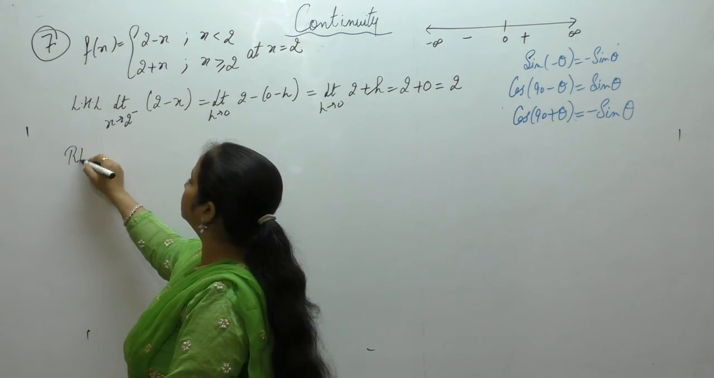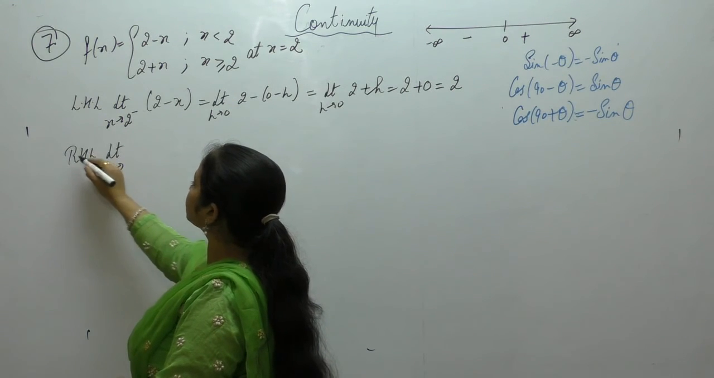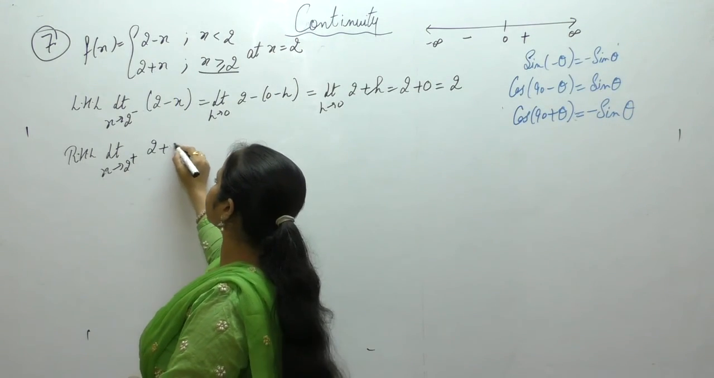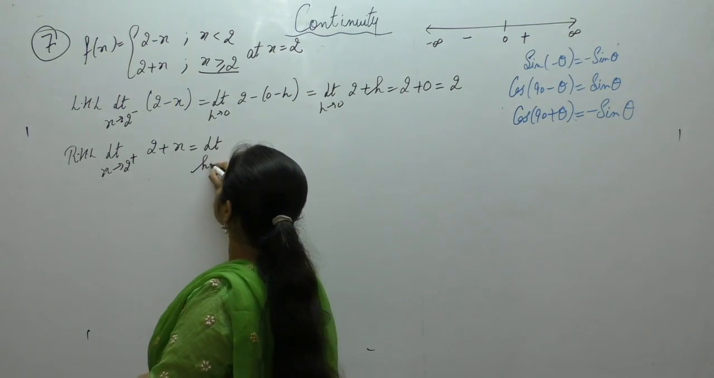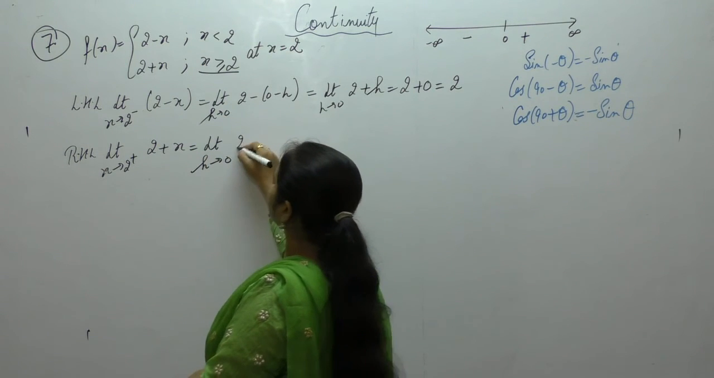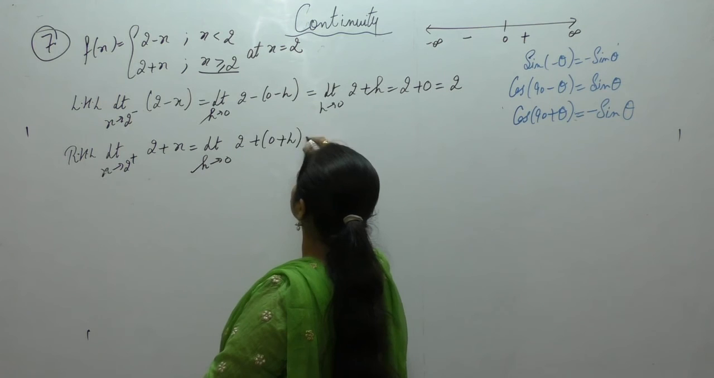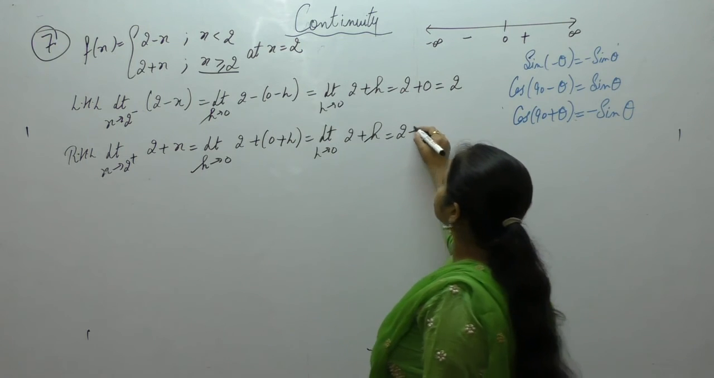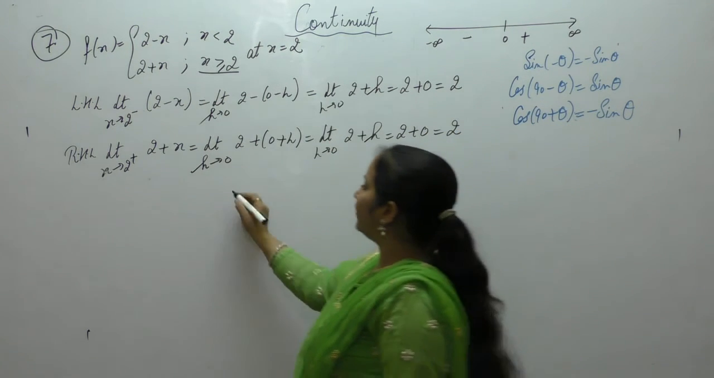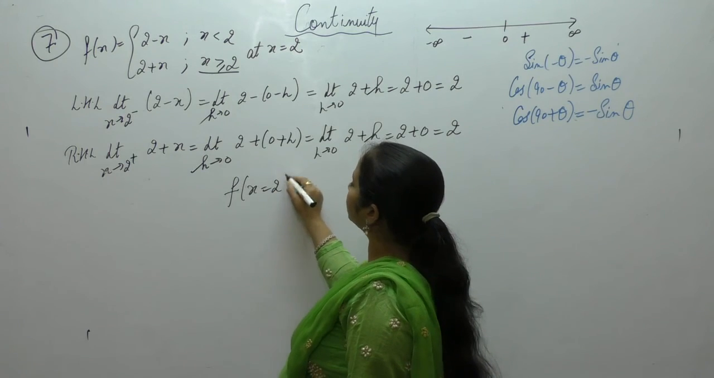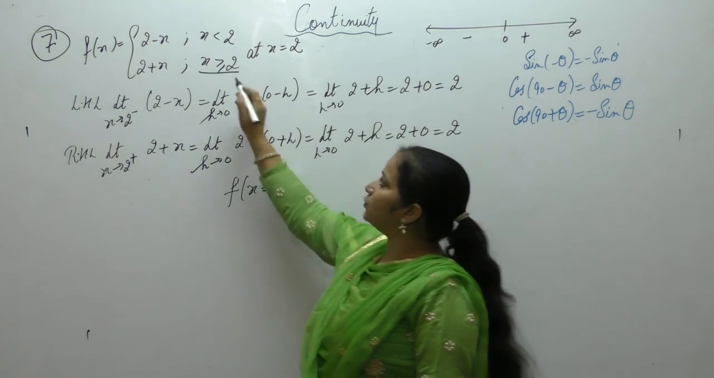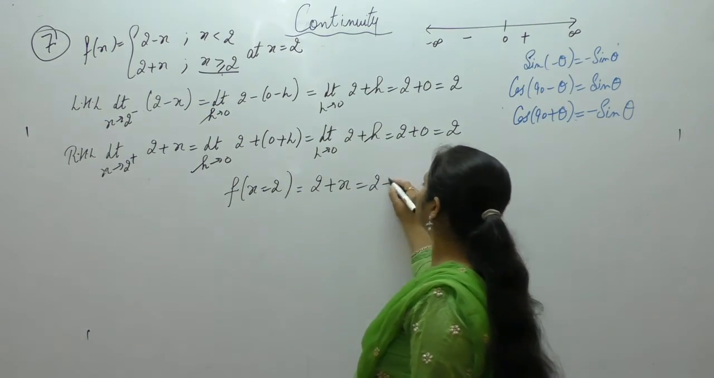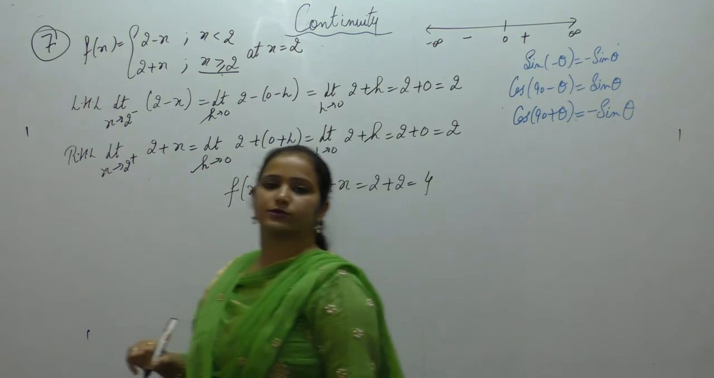Now the right hand limit, when x tends to 2 positive. When x is greater than 2, the function has value 2 plus x. So limit h tends to 0, 2 plus h. h is 0, so we get 2. Now the value of the function at x equals 2: when we put x as 2, 2 plus 2 is equal to 4.